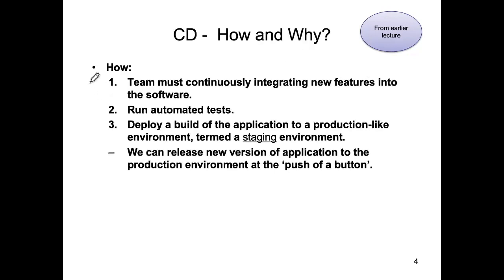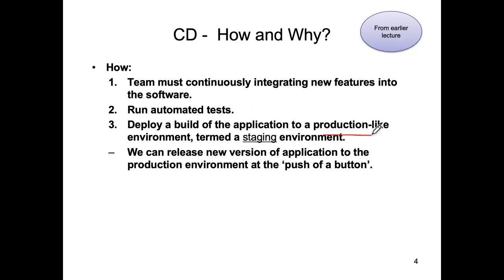And we know this slide as well from before: how do we achieve continuous deployment or continuous delivery? We're saying that there must be continuous integration. We must run the automated tests, which is that regression testing idea. We must deploy a build of the application. So in this case, it would be a build of our web API. We must deploy it to a production-like environment.